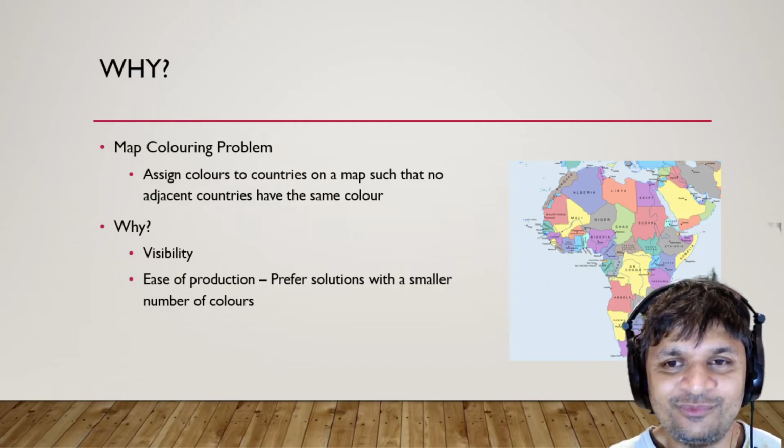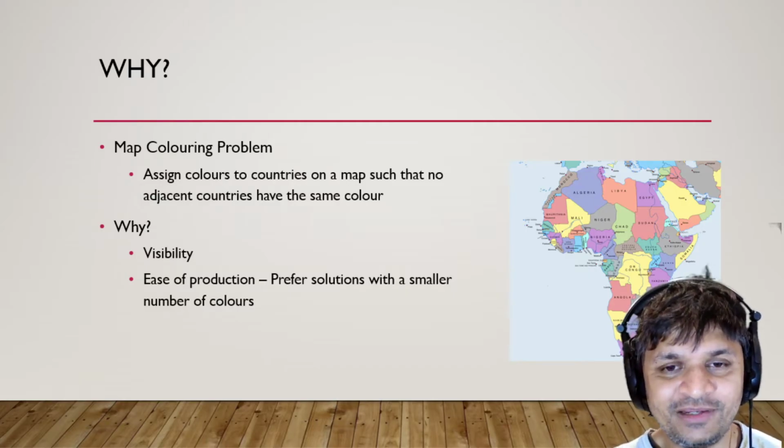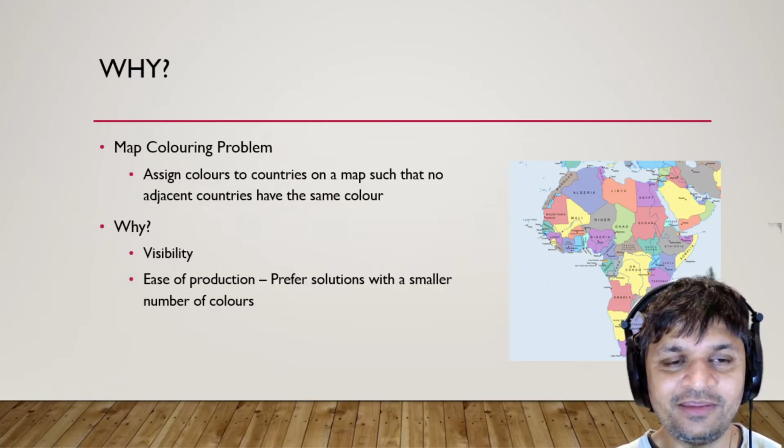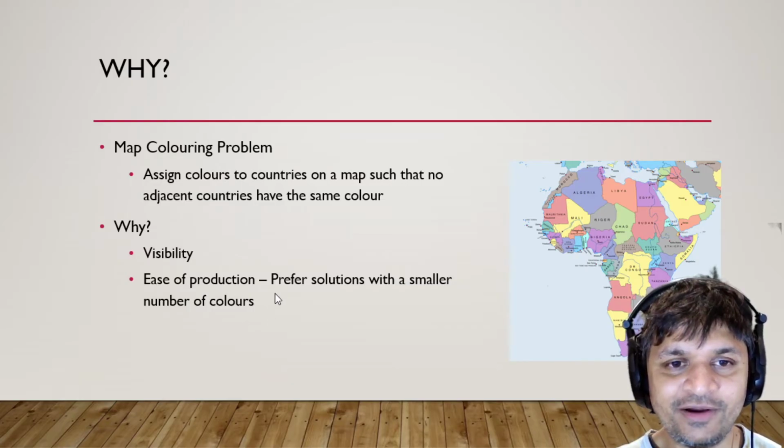Okay, so why do we want to do that? Well, visibility is one reason, right? Like we talked about, we want to make sure we can see that the countries are different countries. And the second constraint is ease of production. We want solutions with a smaller number of colors so that it can actually be implemented.